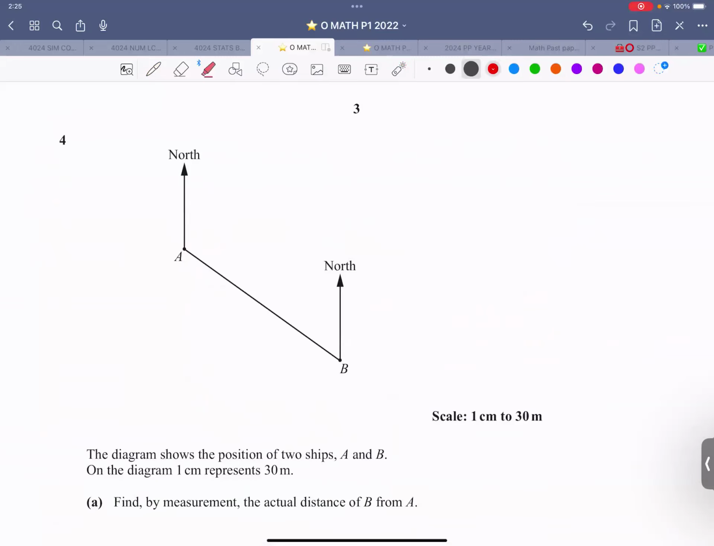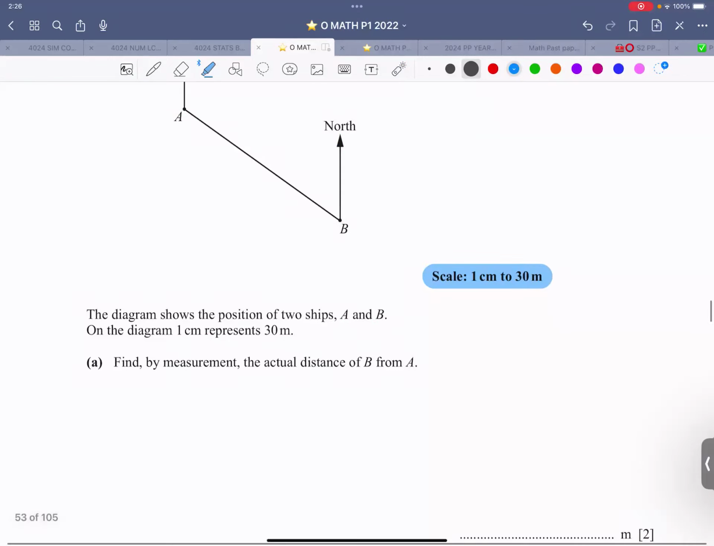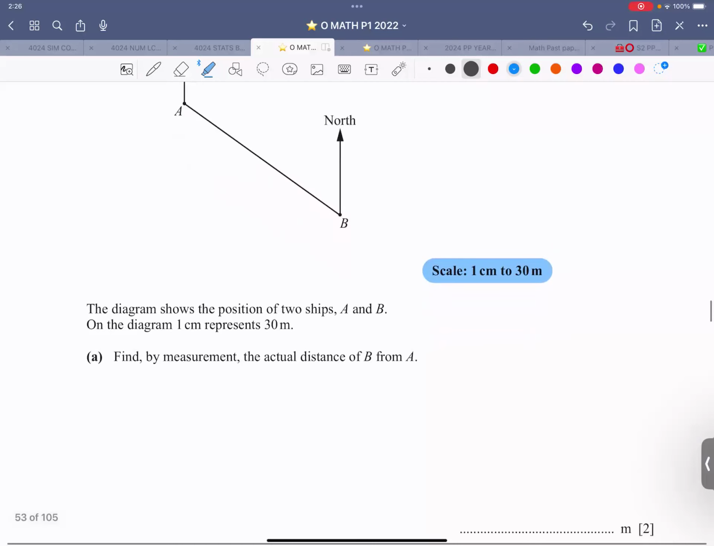Now question number 4, this has some measurement things in it. So this is about trigonometry. This is about measurements. And since I'm solving it on my iPad, I have this limitation of not being able to use a ruler as such. Now it says the diagram shows the position of two ships A and B. So this is A, this is B, that's a north axis. On the diagram, 1 centimeter represents 30 meters. So this is the scale that is given. Find by measurement the actual distance of B from A.